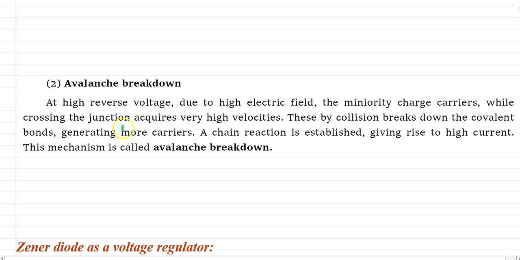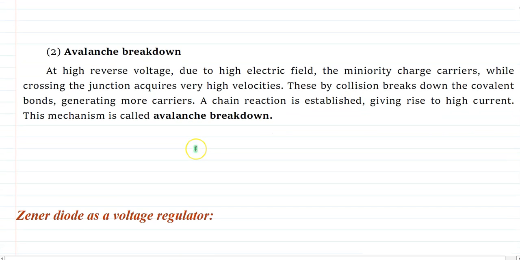Okay. So you can see at high reverse voltage, due to high electric field, the minority charge carriers while crossing the junction acquire very high velocities. By collision they break down the covalent bond, generating more carriers. A chain reaction is established, giving rise to high current. This mechanism is called avalanche breakdown. Okay.